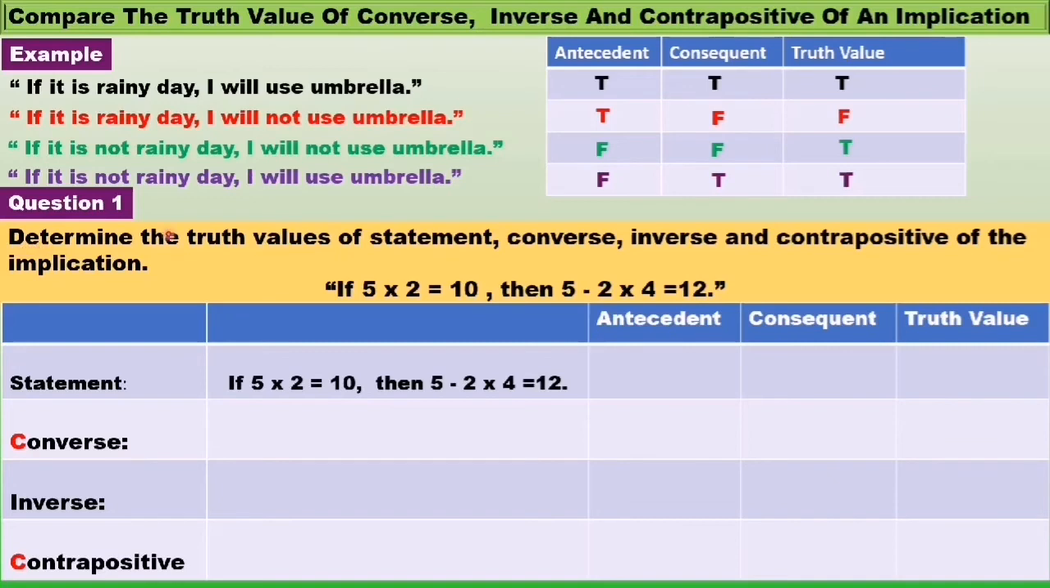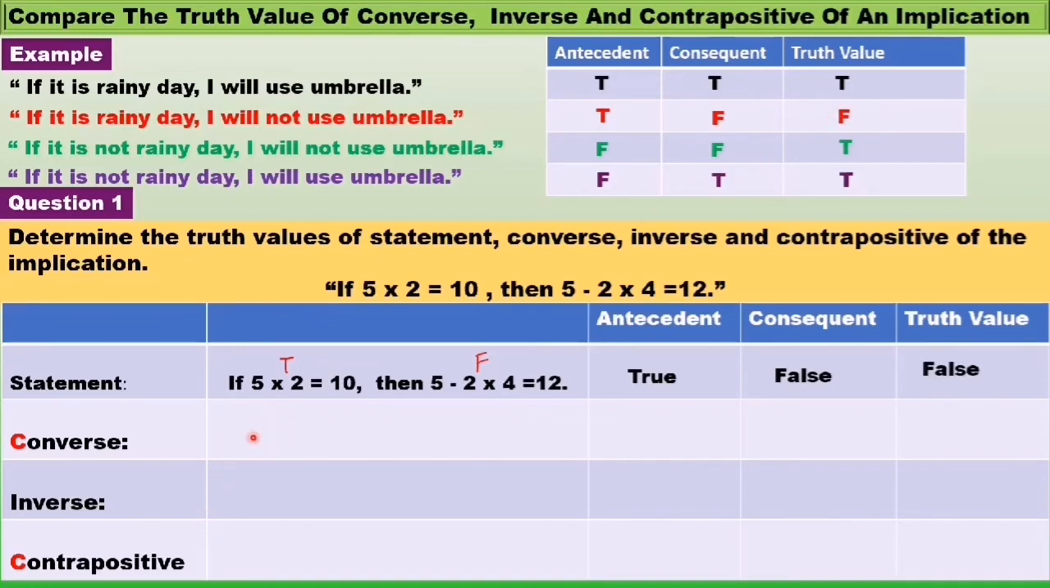The question is determine the truth values of the implication, converse, inverse, and contrapositive. Okay, the statement is if 5 times 2 equals 10, this is true, then 5 minus 2 times 4 equals 12, this is false. So antecedent is true and consequence is false. So what is the truth value of this implication? True, false. The truth value is false.